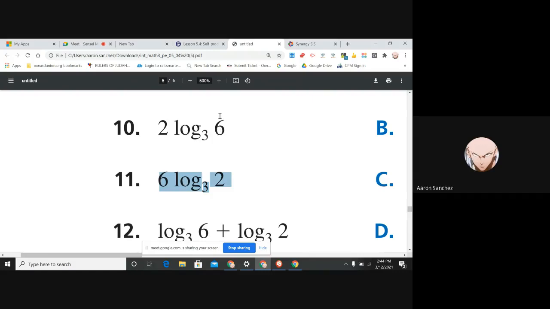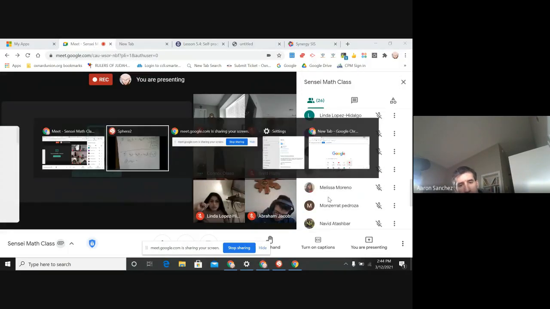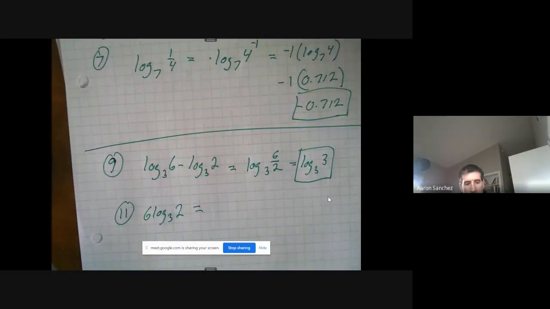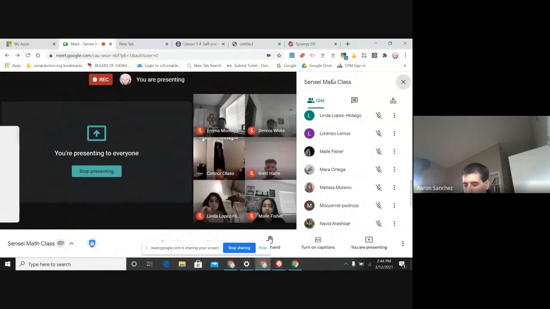What do you think? Power, quotient, or product rule to solve this one? What do you think, Miley? The power rule? The power rule. I didn't even write it down. Let me write it down. Oh, no, I did. I did write it down.